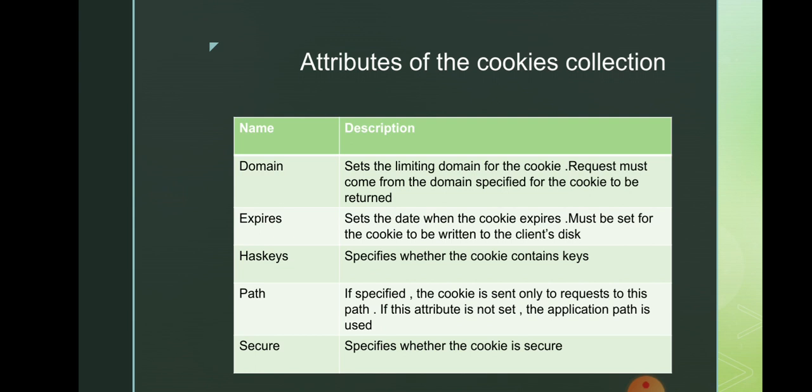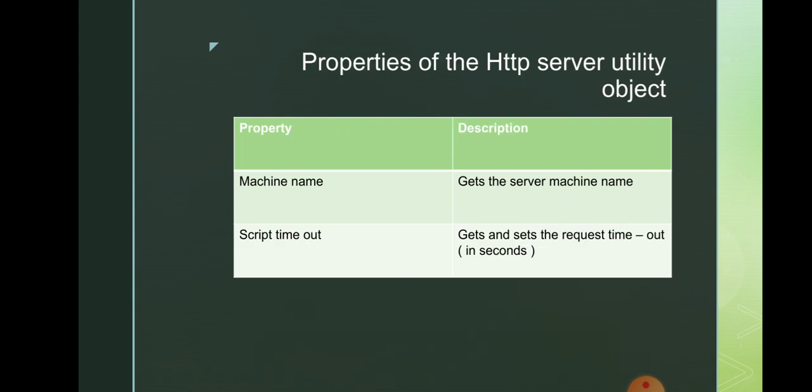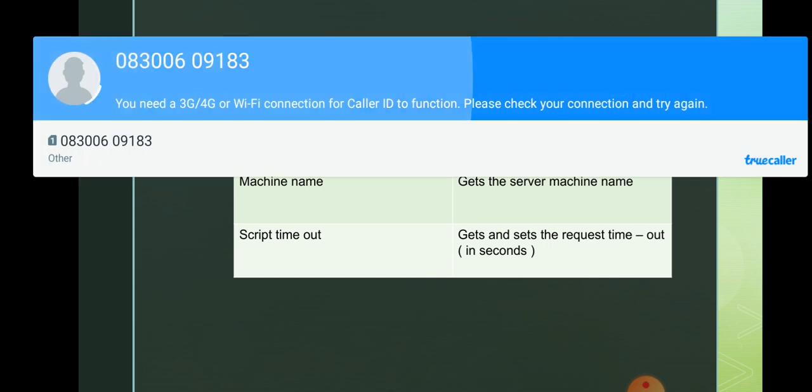Next, expires. It sets the date when the cookie expires. Has keys specifies whether the cookie contains keys. Path. Cookie is sent only to requests for the specified path. Secure specifies whether the cookie is secured or not. Next, the properties of the HTTP server utility object. First property is machine name.